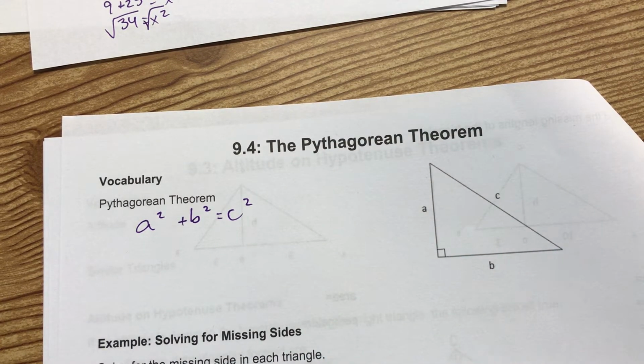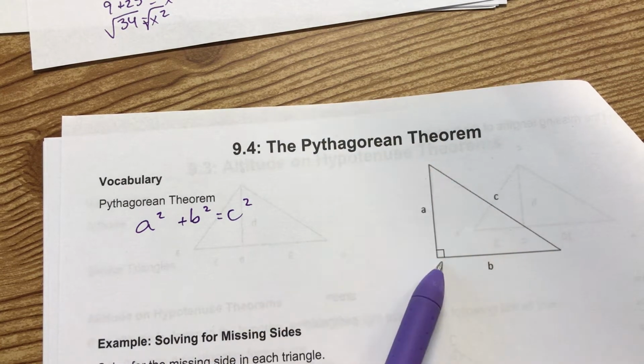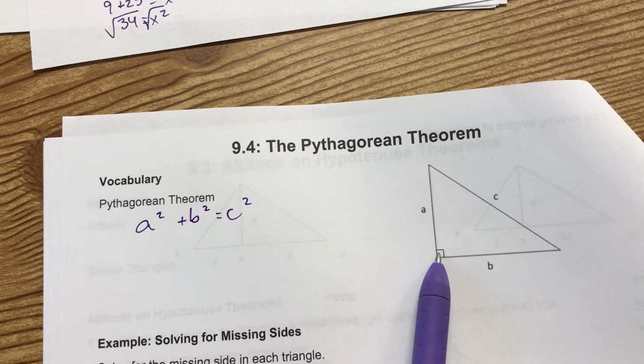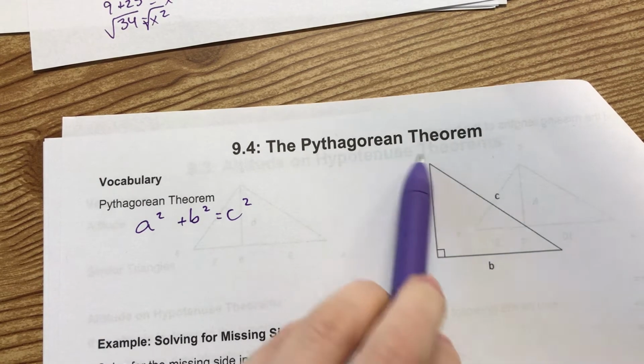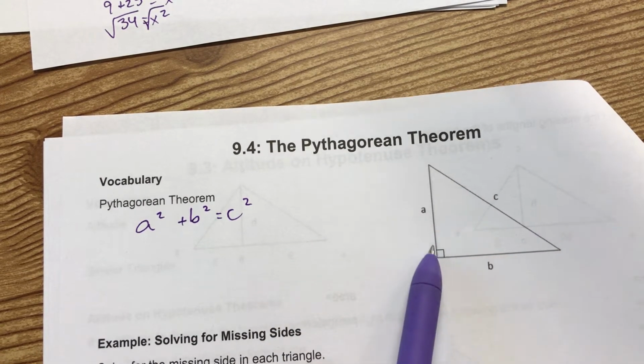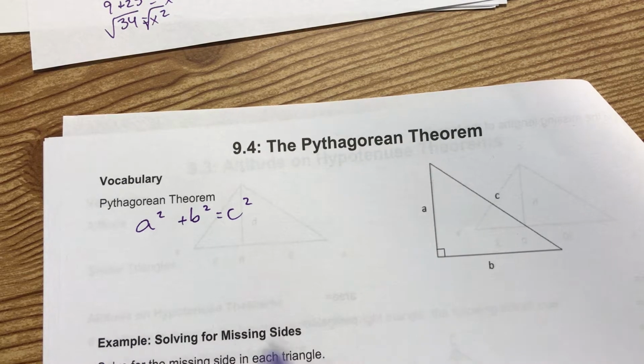All right, there's also a converse to the Pythagorean theorem that says if you square the two sides of a triangle and add them together and you get the square of the third side, that means that your triangle is a right triangle. So the Pythagorean theorem can also be used to show that a triangle is a right triangle.